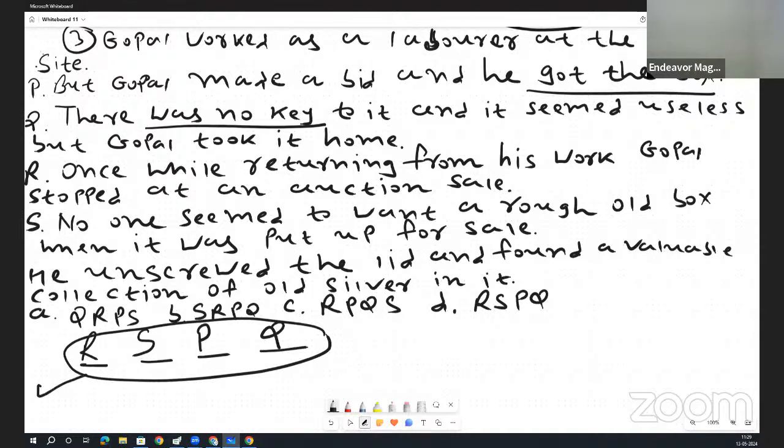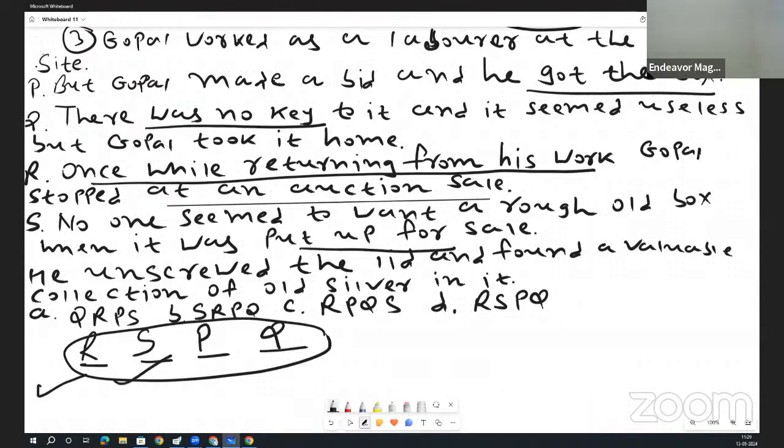Gopal worked as a laborer at the building site. Once while returning from his work, Gopal stopped at an auction sale. No one seemed to want a rough old box when it was put up for sale. But Gopal made a bid, meaning Gopal was interested, and he got the box. There was no key to it and it seemed useless, but Gopal took it home.